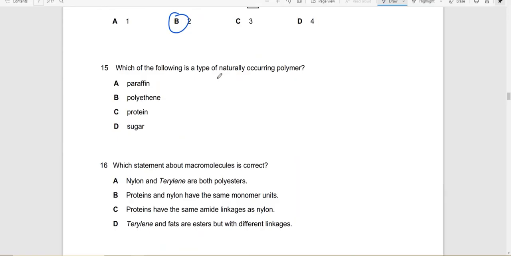Which of the following is a type of naturally occurring polymer? Protein is a naturally occurring polymer. Don't confuse it with sugar. Sugar is also naturally occurring, but sugar is not a polymer. Okay. Starch is a polymer.